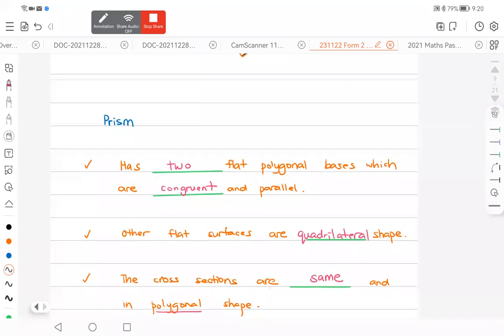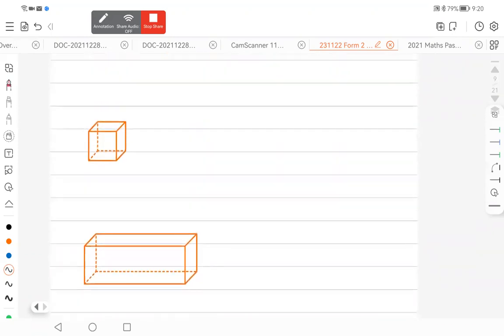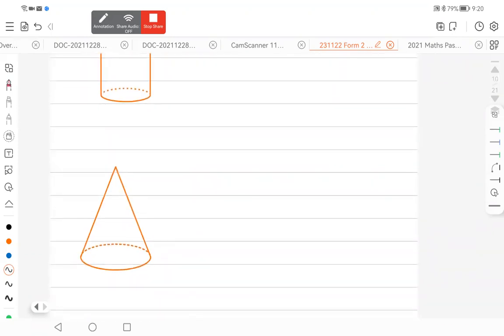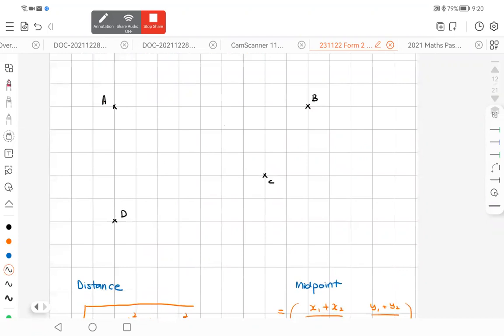So volume is cross-sectional area times the length of the prism. Okay, so next, volume, I think you know already. You can just refer to the formula list. Next, we'll move on to coordinates.